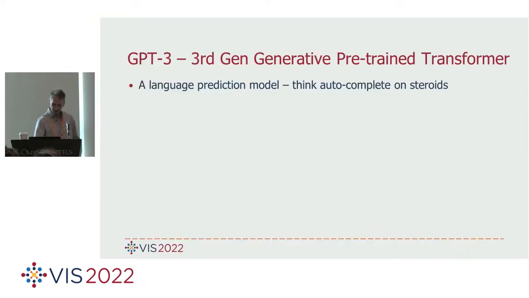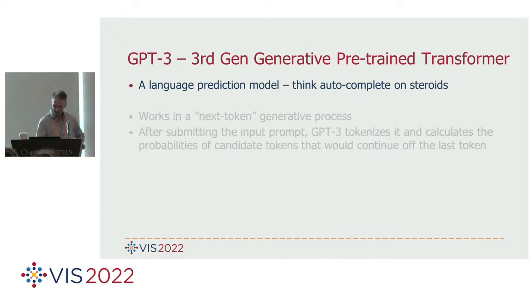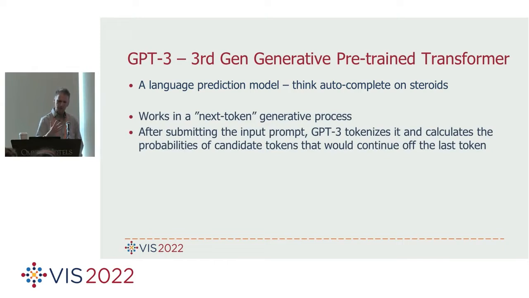GPT stands for third generation generative pre-trained transformer. It's a language prediction model. Think of it as autocomplete on steroids, the ultimate autocomplete. It works in a next token generation process. You give it something and it tries to predict the next word based on probabilistic reasoning. From all the corpus, it tries to find the word that fits best after that, puts it there, then predicts the next token, and so on.